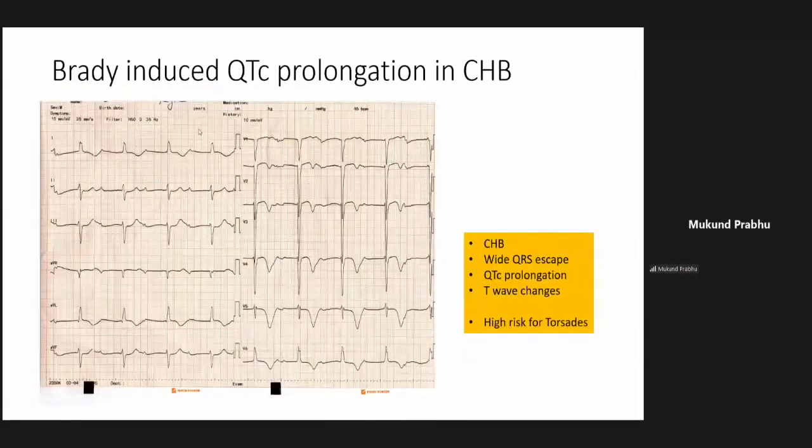This is another example of complete heart block with brady-induced QT prolongation. You can see the distortion of the T waves. The shape has changed. The T peak to T end ratio has changed. QT interval has prolonged. T waves have inverted. All these repolarization abnormalities suggest potential to develop torsades states. Such patients are at high risk and need to be identified prospectively at the time of ECG so that they are never sent back. Instead, they are taken to the lab and a temporary pacemaker is put in at least.